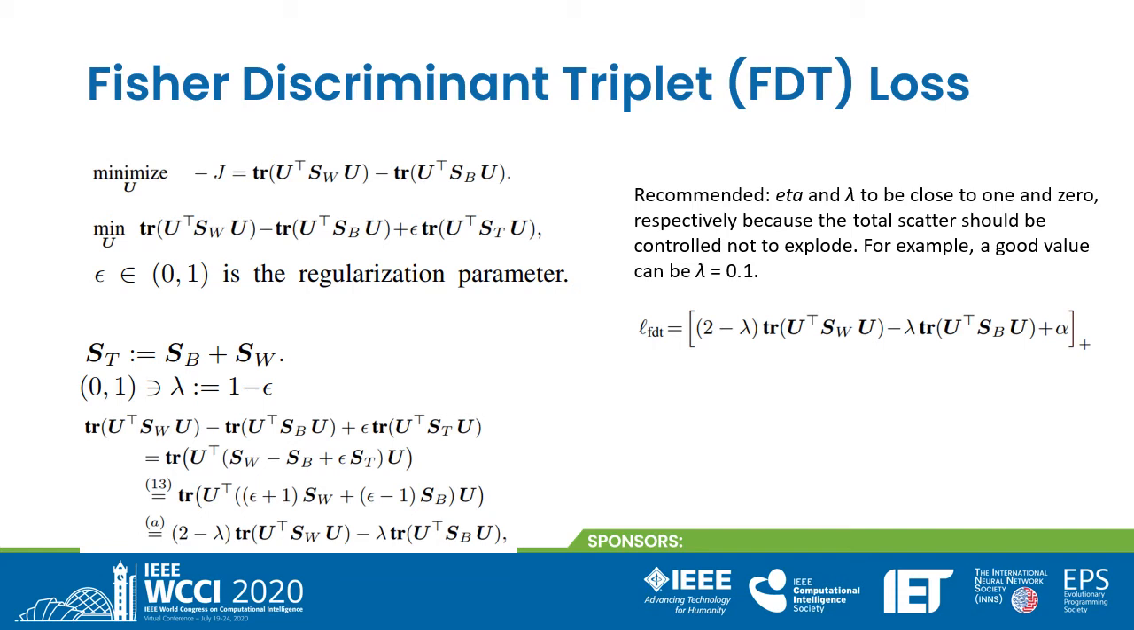So if we put it in the objective function and we solve it out, we'll come up with 2 minus lambda trace of U transpose SW U minus lambda trace of U transpose SB U plus a margin. And if we put it in the standard hinge loss, we'll have FDT loss. It is recommended that lambda be a small value in order to penalize the between scatter more.